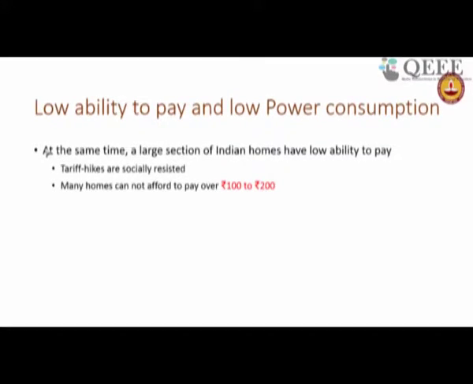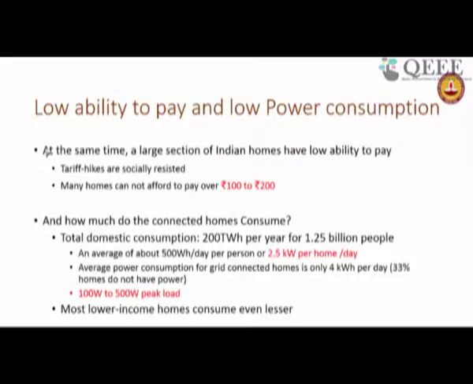In fact, most homes are not willing to pay more than 100 to 200 rupees per month for power. That's the situation. You go to even Chennai, I'm not even talking about remote areas. Go to a city and go to the slums, what are people willing to pay? 100 to 200 rupees, maybe 250 rupees. That's because their incomes are only so much. And that very low ability to pay is very important.